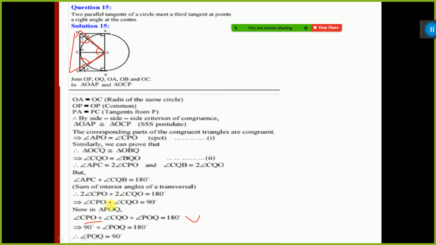Now see, we have got CPO and CQO equal to 90 degree. So here, if you put 90 degree plus POQ is there equal to 180. So 90 will go that side, will be subtracted, 180 minus 90, that is equal to POQ. And that is only told to prove that this tangent holds 90 degree at the center.